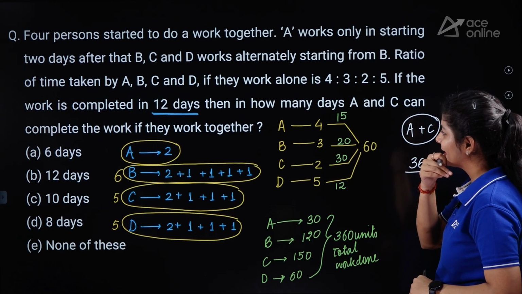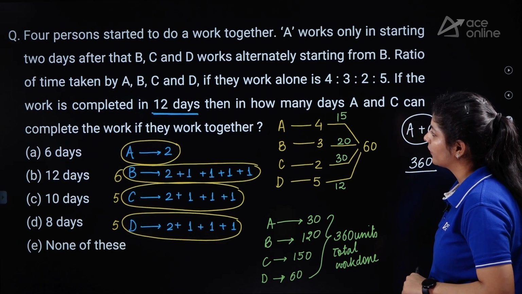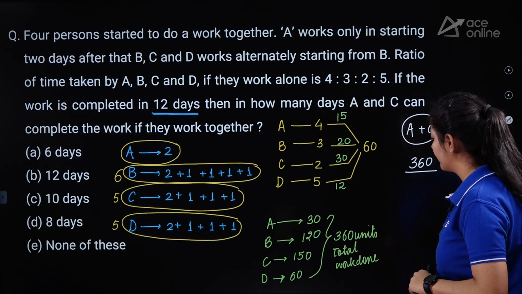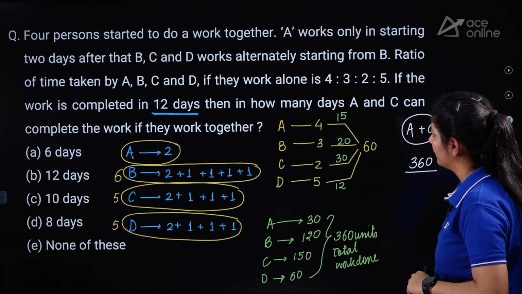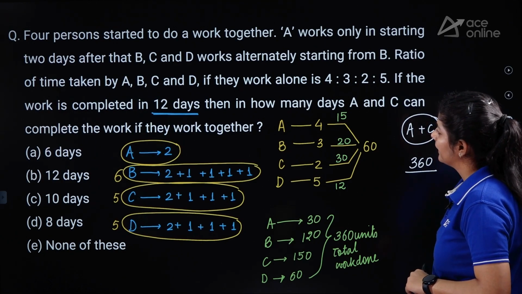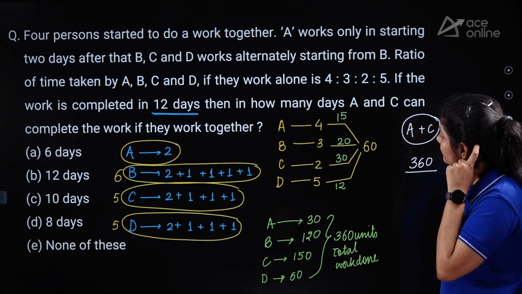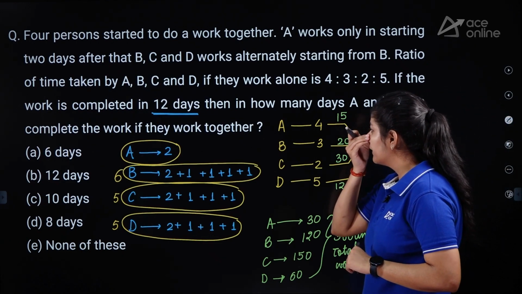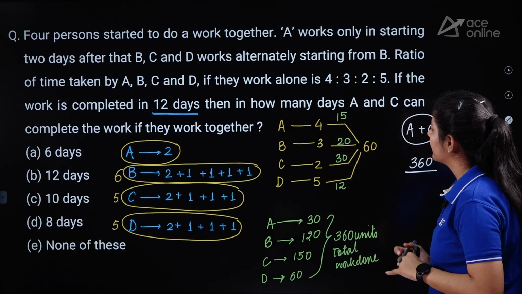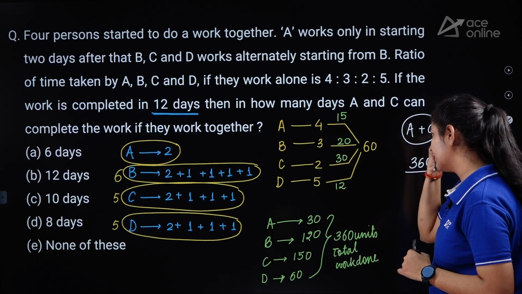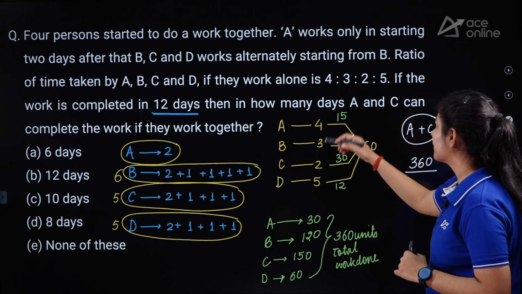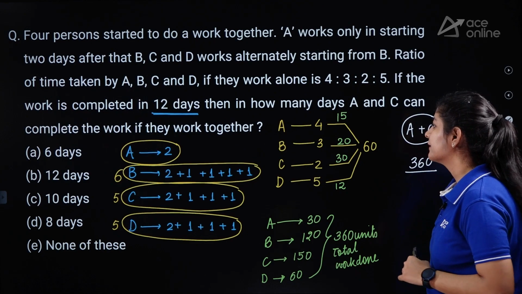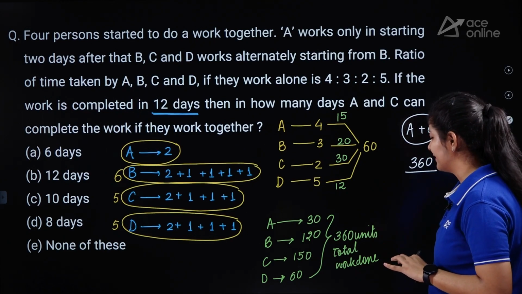Here they completed it in 12 days. Wait, if the work is completed in 12 days, we have to take care of this thing also, no? Okay, 12 days. Then how many days? Because we need efficiencies as well, and these are not the actual efficiencies. These are in the format of ratio only.